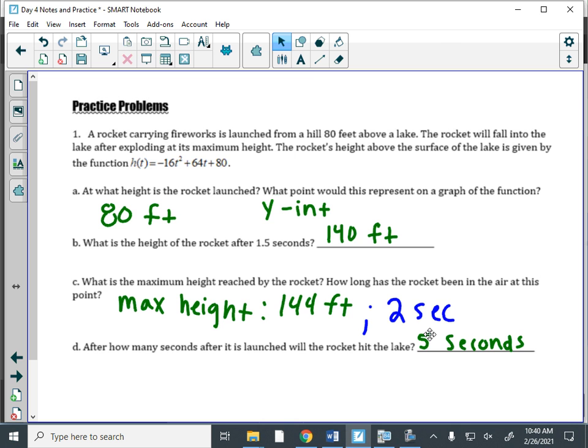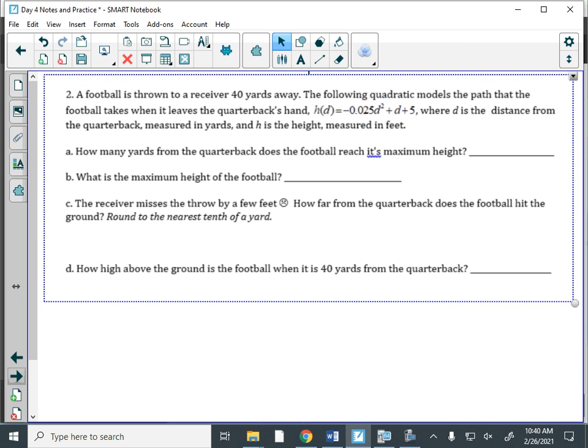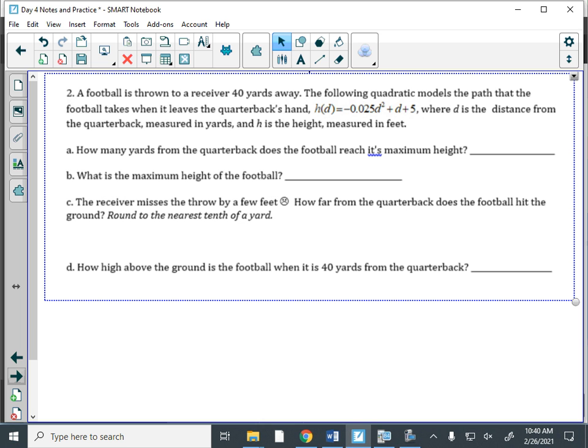There's number 1. Number 2 says a football is thrown to a receiver 40 yards away. The following quadratic models the path that the football takes when it leaves the quarterback's hand, where D is distance from the quarterback in yards and H is the height measured in feet. How many yards from the quarterback does the football reach its maximum height? So this means we want to find the x value of our vertex.